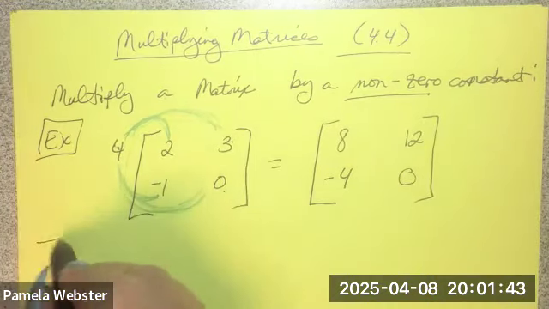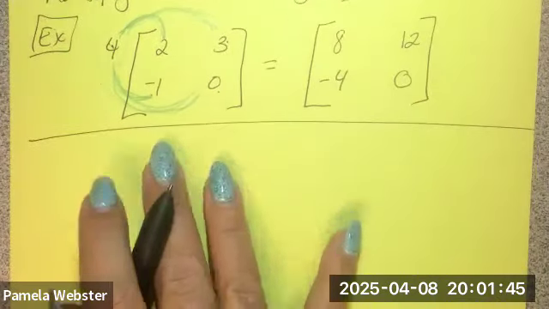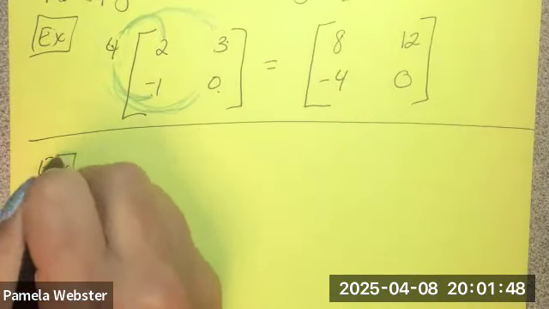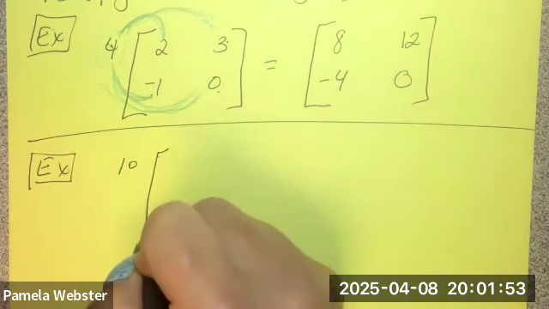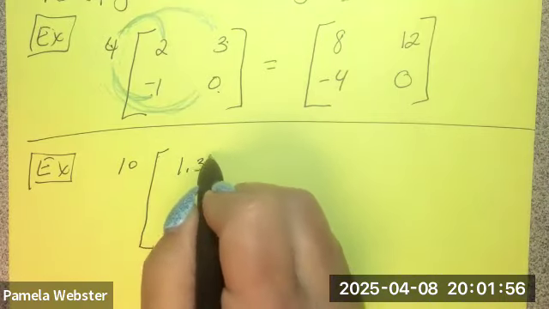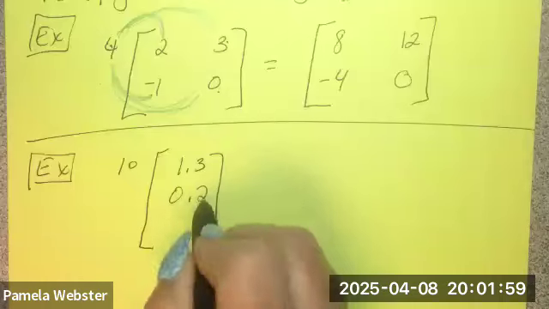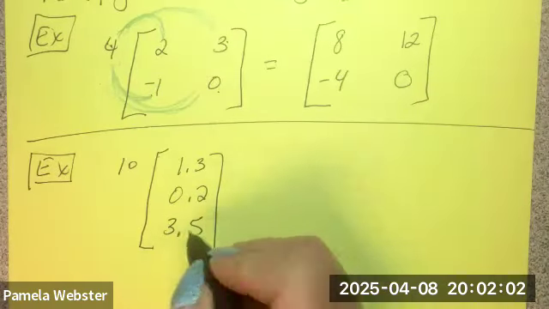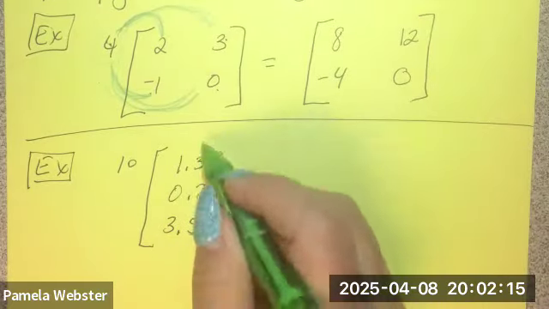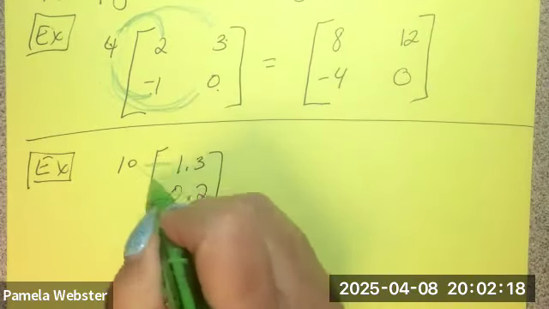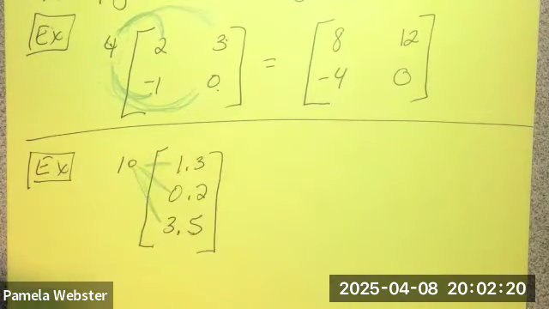So let's see another example. What if we're going to do a 3 by 1 matrix. So it's 10 times, and I'm going to come down 3 rows. So I've got 1.3, 0.2, and I've got 3.5. This actually ends up being more like something you might see in the business world, because these could be dollar amounts or these could be weights or something like that. But it works out the same. I've got 3 rows and 1 column, and I'm just going to distribute that 10 into each of them.